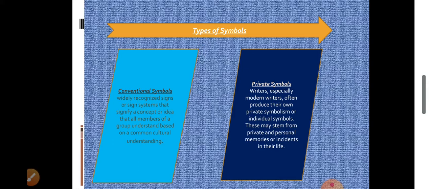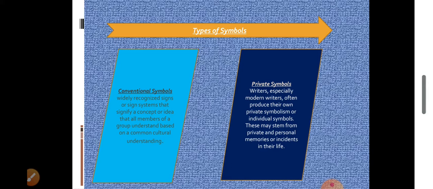The types of symbols. Symbols cannot be categorized into fixed categories. There are so many, but broadly we can say there are conventional symbols and there are private symbols. Conventional symbols are widely recognized signs or systems of signs that signify a concept or idea that all members of a group understand based on a common cultural understanding. Like the cross is a sign of Christianity, and a red cross signifies the crucifixion of Christ. So if any writer uses a cross, it will define Christianity itself.